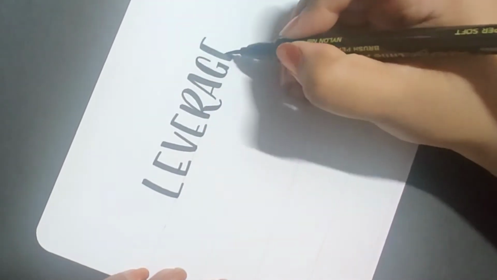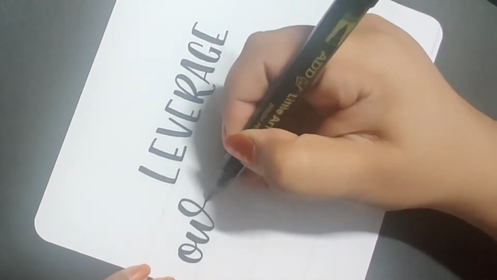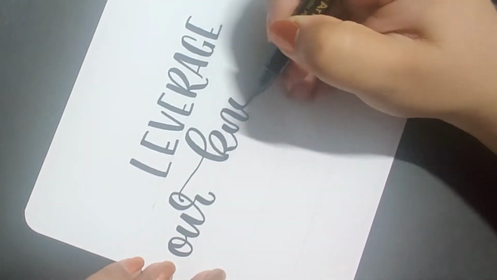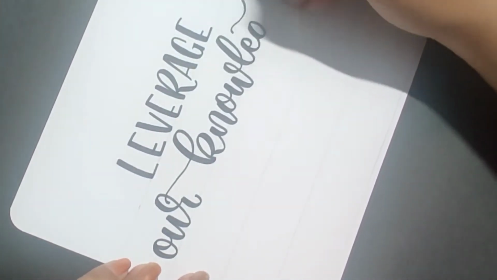In this video we will see how we can leverage our knowledge of strokes to create a variety of a set of 6 lowercase alphabets from F through K.